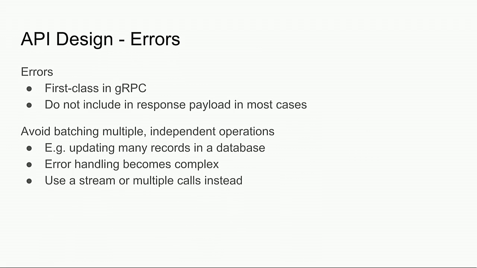So in these cases, I would recommend using a streaming RPC where each request message indicates a single operation that you want to perform, and then each response to that particular message would indicate a single result. And that's one place where maybe you do want to put error messages into the payload, because the errors are per stream. So for a streaming RPC, you would have to terminate the entire stream in order to indicate that an error happened. But the other option is to use multiple calls instead.